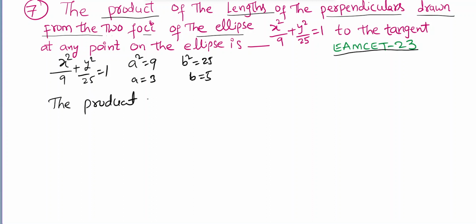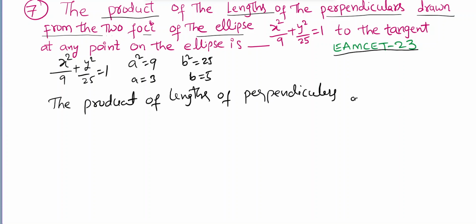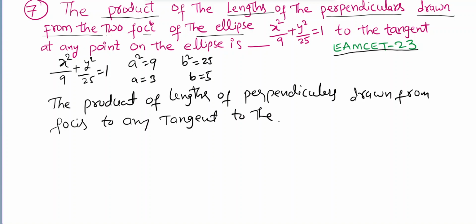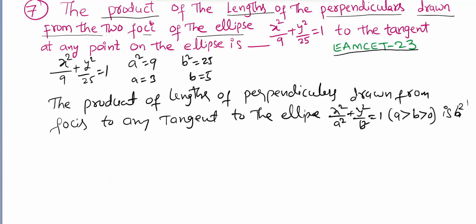The product of the lengths of perpendiculars drawn from the foci to any tangent to the ellipse x square by a square plus y square by b square is equal to 1, for a greater than b greater than 0, is b square. This is the formula.